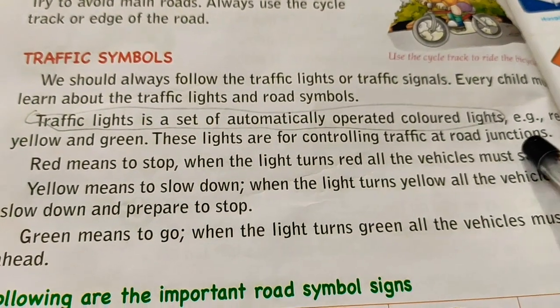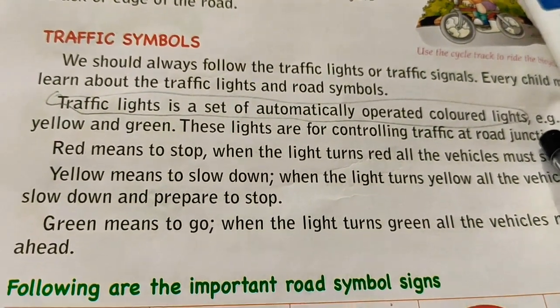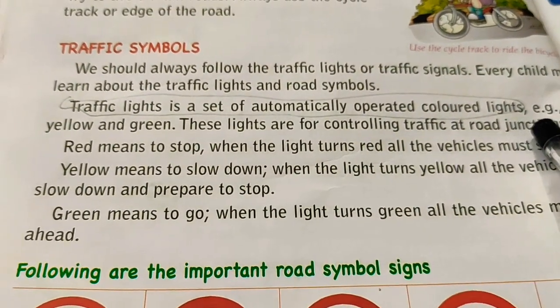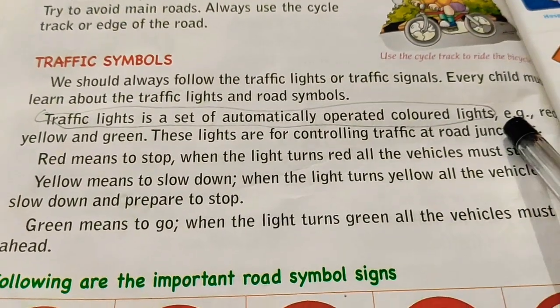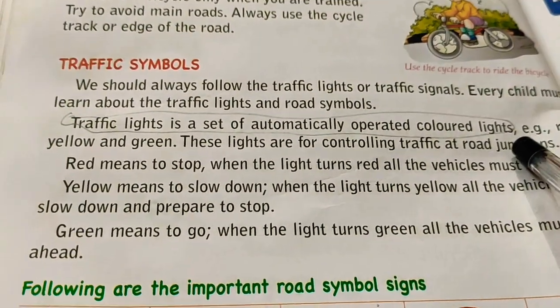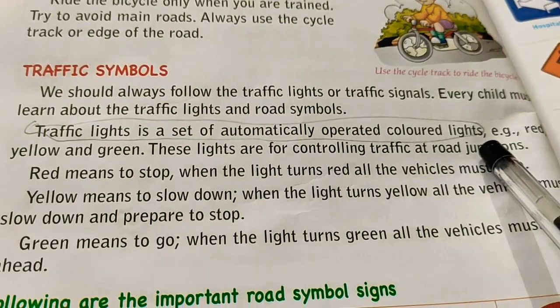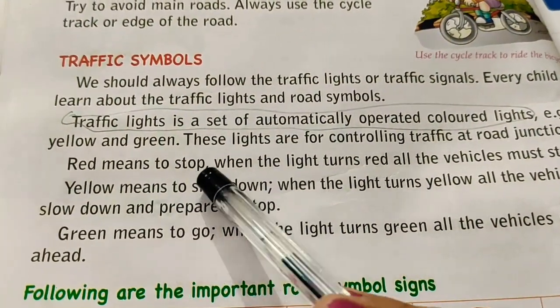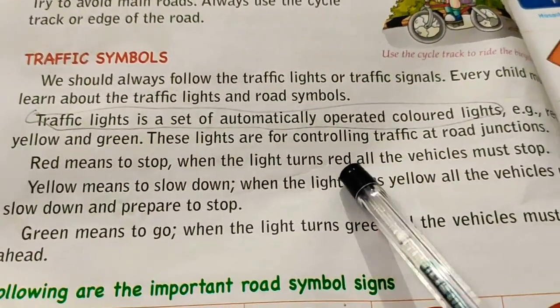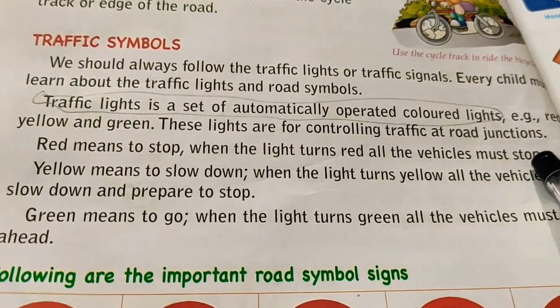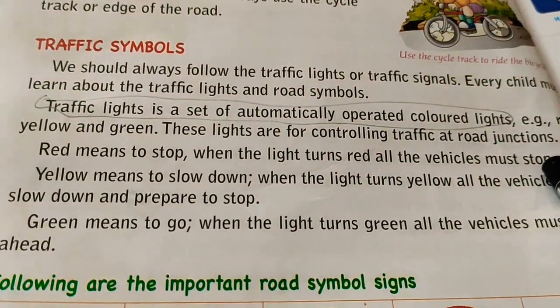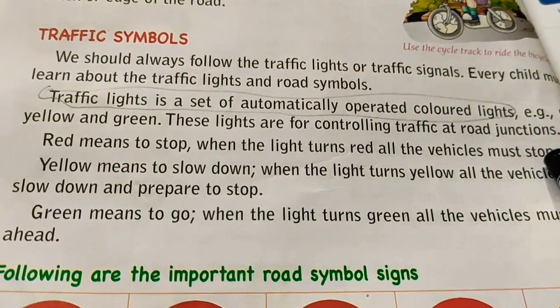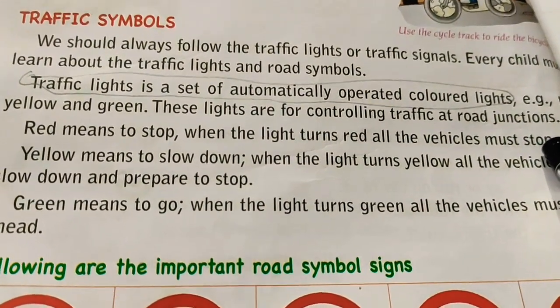Children, I hope you remember the meaning of the word junction. I told you, it is a place where 4 roads meet at a point. At this point, traffic signals are there. In traffic lights, 3 main colors are used: red, yellow and green. Red means to stop. When the light turns red, all the vehicles must stop. It means that when there is a red color in the traffic light, you have to stop.